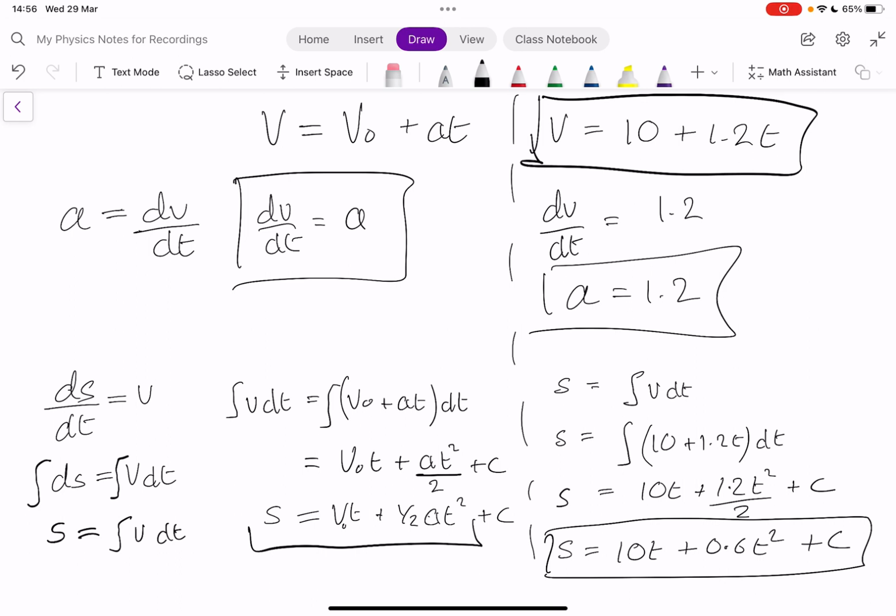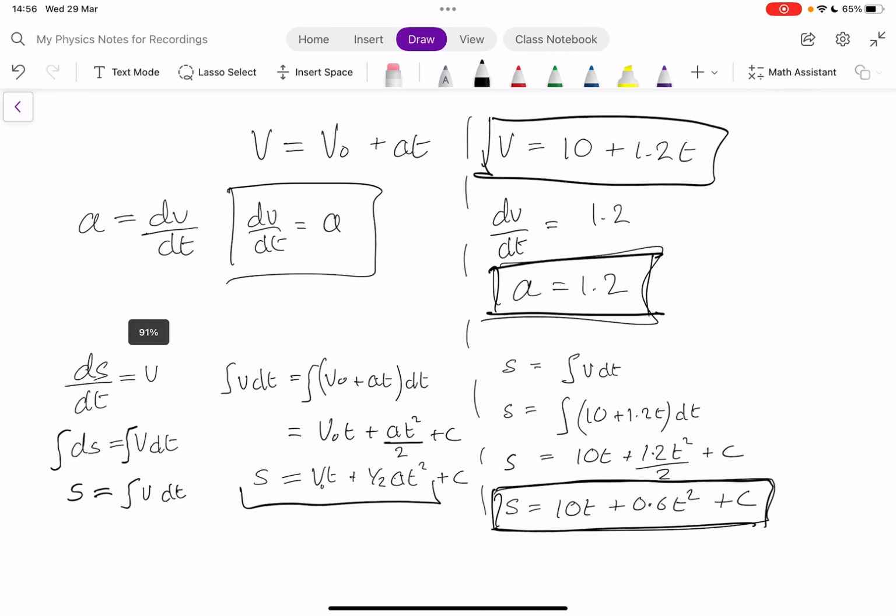So now I've got an equation for velocity. I've got effectively an equation for acceleration, but the acceleration is constant, so it isn't dependent on time. It's just a equals 1.2. And I've got an equation for the displacement. So if I was given an equation for velocity, for example, from that information, I could take the equation, integrate it, and find out what the displacement would be at any given time, despite the fact that the information I was given initially was about velocity.